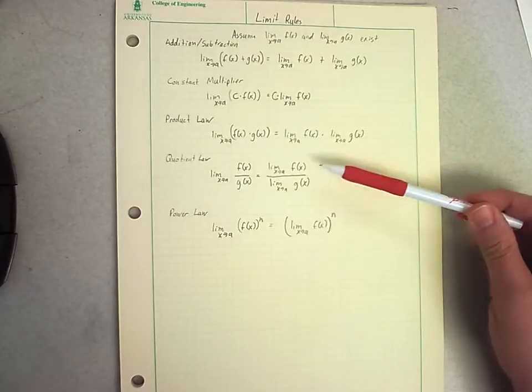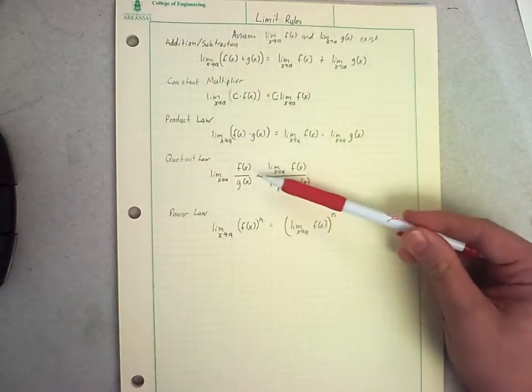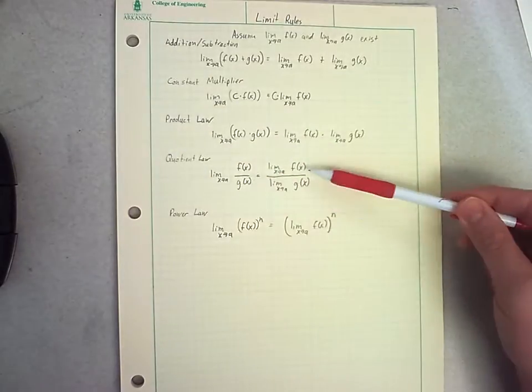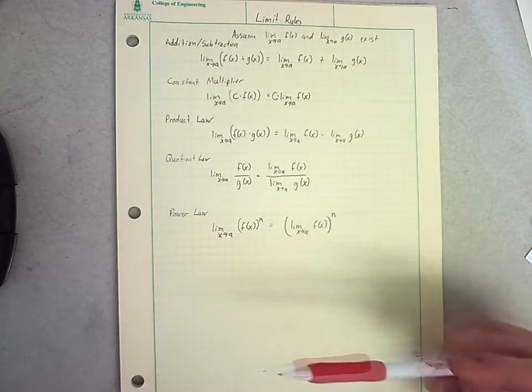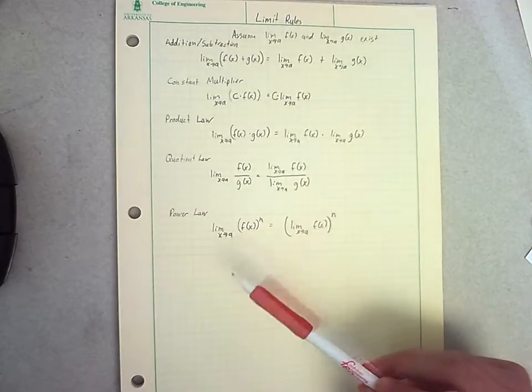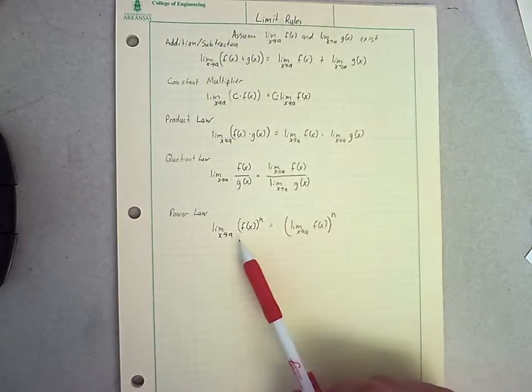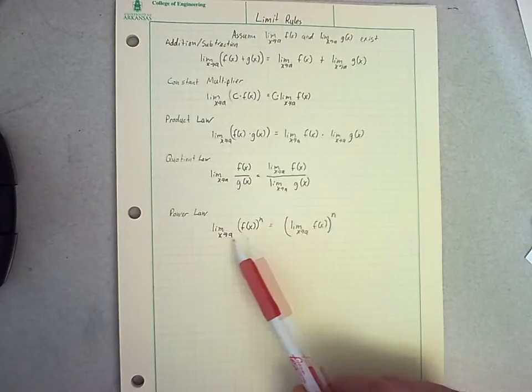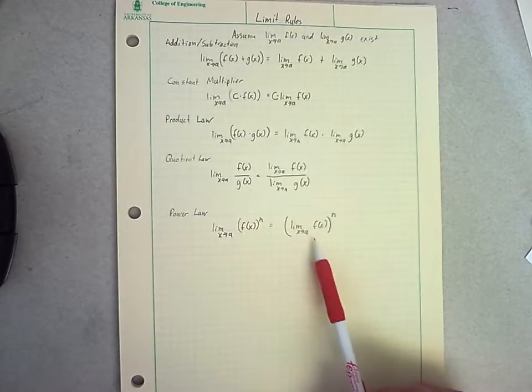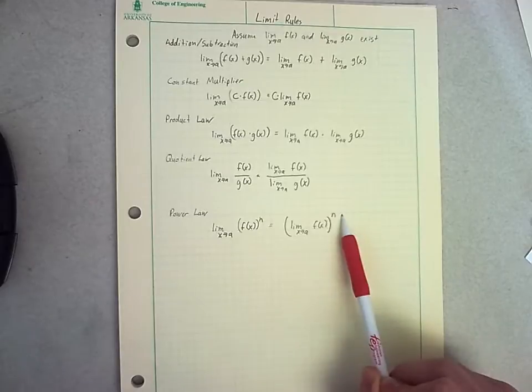By the same token, the quotient law works: if I have two things divided by each other, I can split them apart and have the limit of the one divided by the limit of the other. And then the other one that's not necessarily intuitive is that if I have a function raised to a power, and I'm trying to find the limit of that, I can take the limit of that function and raise that entire thing to the power.